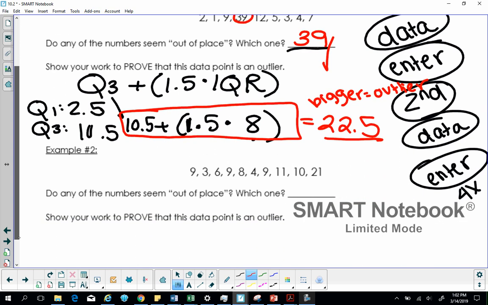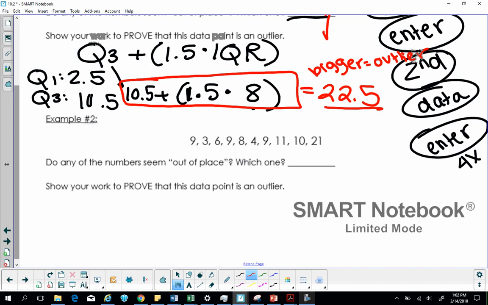So let's look at the next one. Which number seems like it might be an outlier? 21, right? So 21 seems out of place. Is that bigger or smaller than the rest of our data? Bigger. So I'm going to be using the same formula. First, go through your data, put in all your numbers, and figure out what your Q1 and your Q3 are. And then that will help you figure out your IQR.